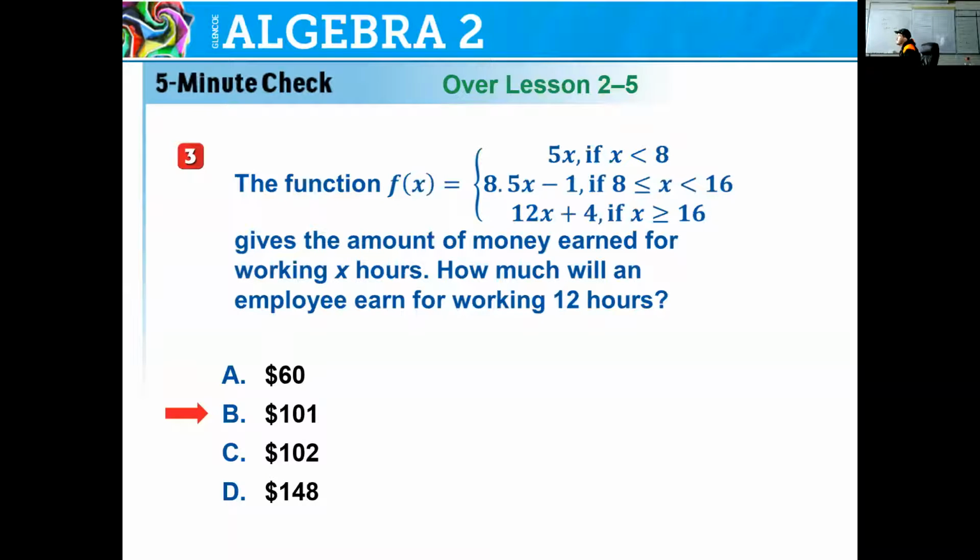Okay, like I said, piecewise functions, they're not really hard to work with. We just have to pay attention to the domain. So we really wanted to make sure that we're selecting the correct function as listed by the domains of our piecewise function. And then it's just plug it in, carry out your order of operations, and solve it. So there's your 5-minute check.